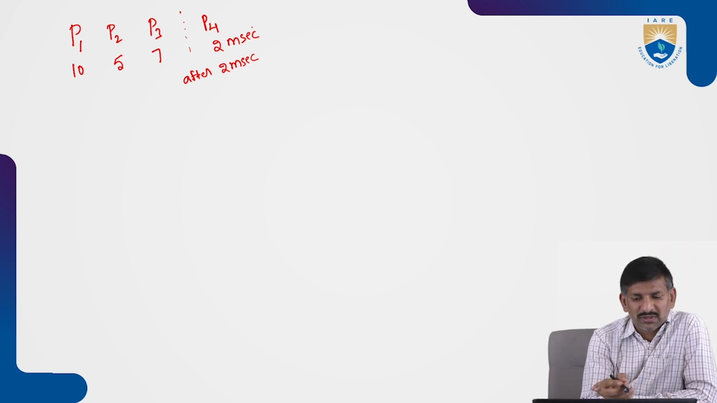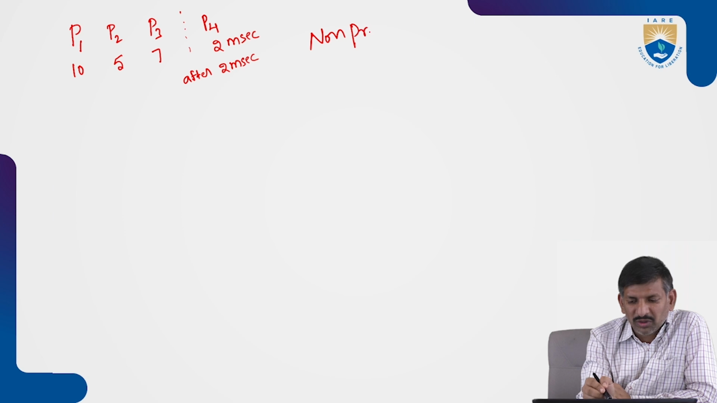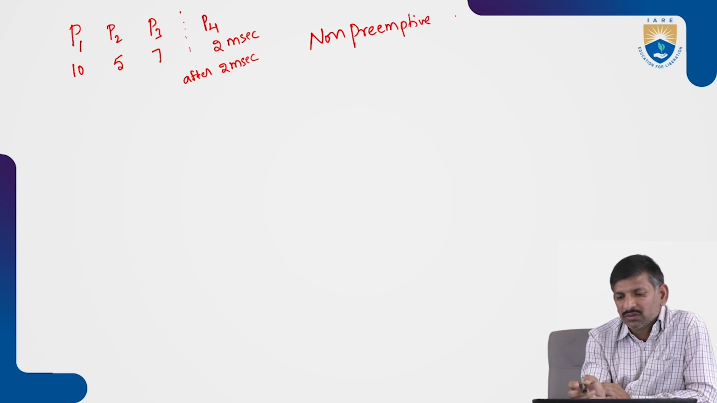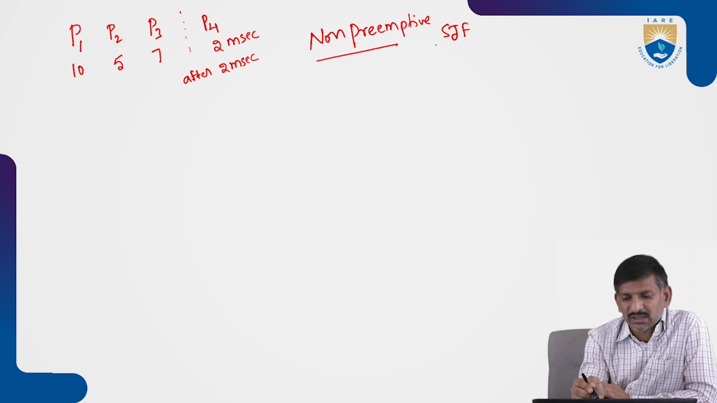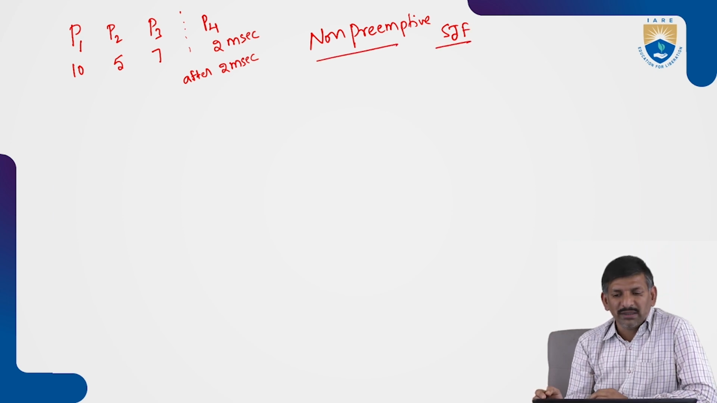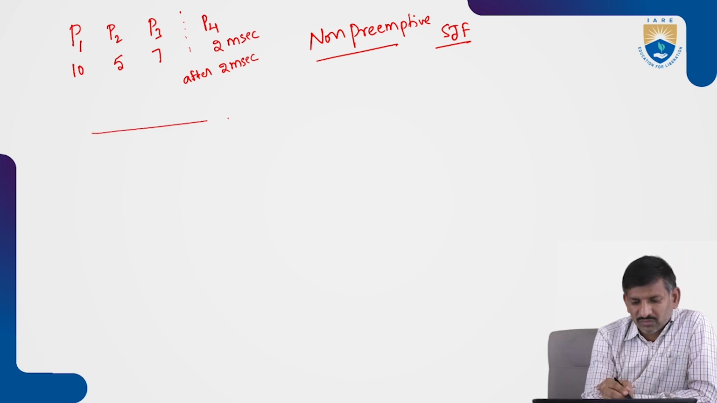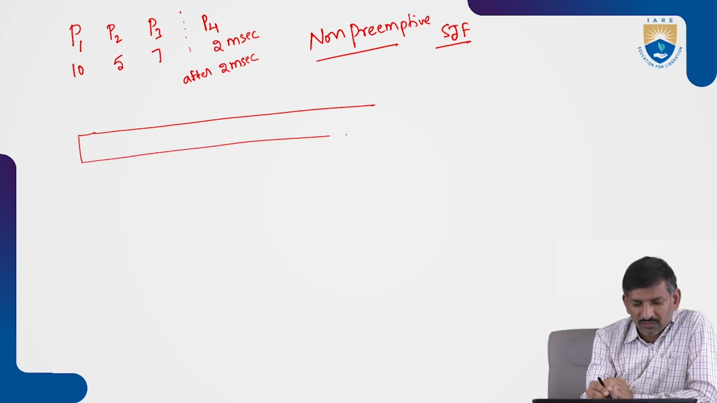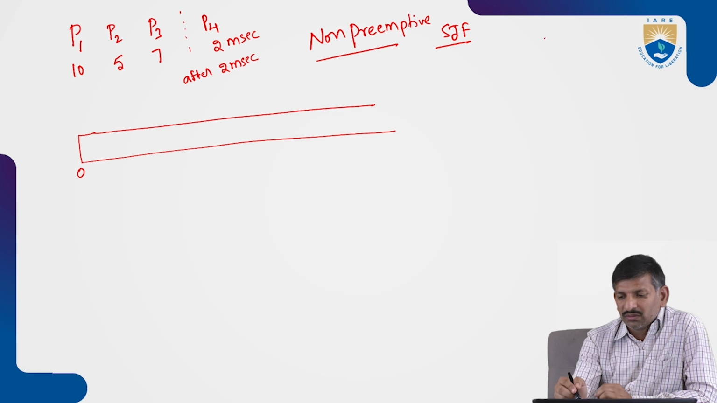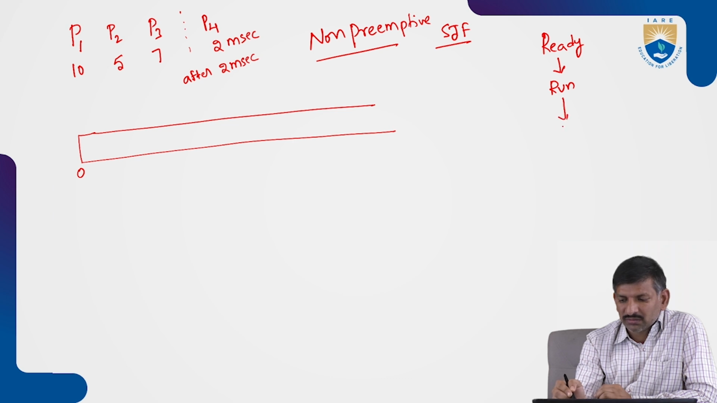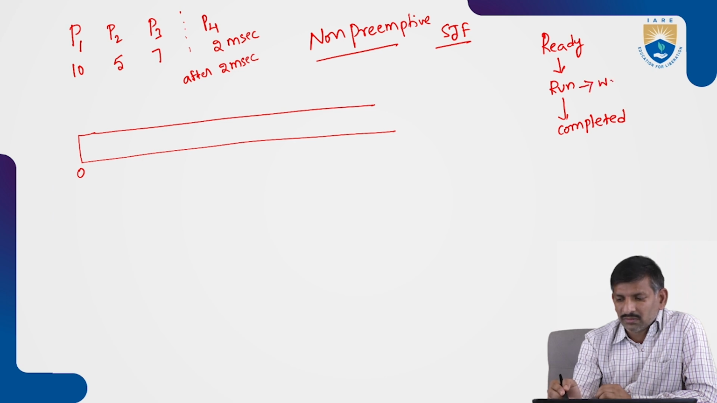So for the same scheduling algorithm, that is non-preemptive shortest job first scheduling, we can calculate the average waiting time and average turnaround time. So first, at the time of 0, again here: ready state, running state, completed state, waiting state or blocked state.